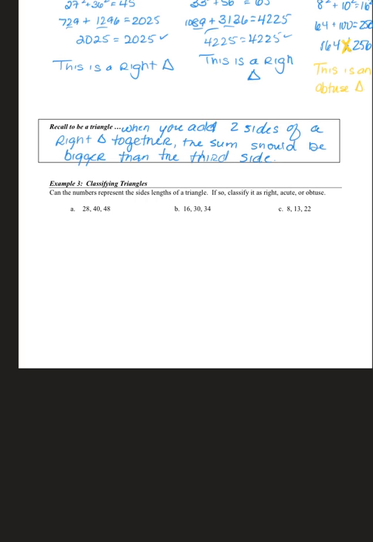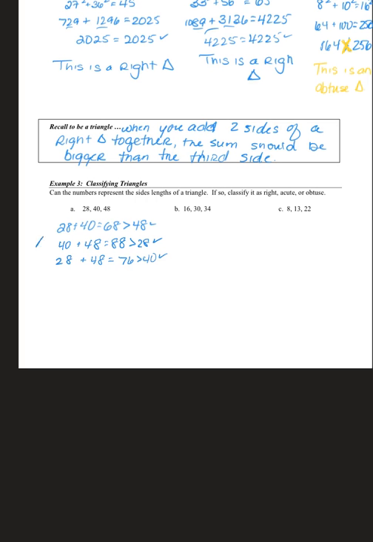So looking at that first example, I'm going to check the first two, 28 plus 40. I get 68. Is that bigger than 48? Yes, it is. Now try the last two. So 40 plus 48, that gives me 88. Is that bigger than 28? Yes, it is. First and last, 28 plus 48, that gives you a total of 76. Is that bigger than 40? Yes, so this is a triangle.